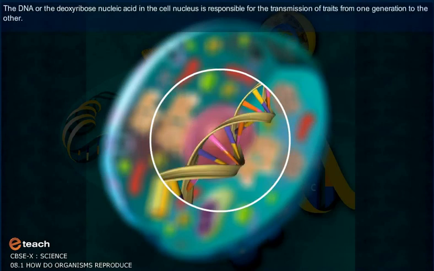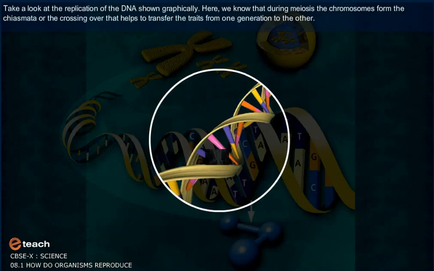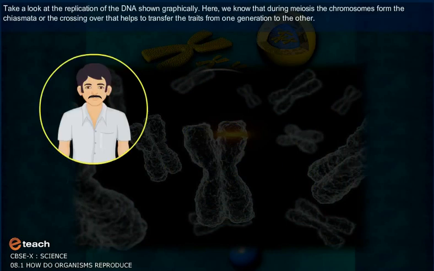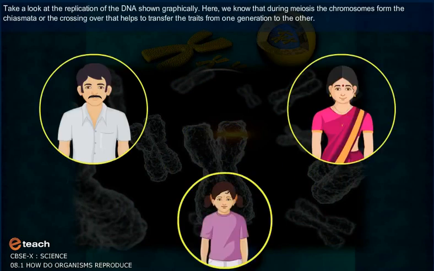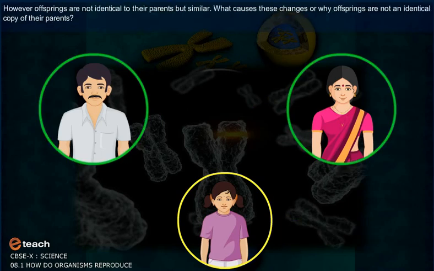The DNA, or the deoxyribonucleic acid, in the cell nucleus is responsible for the transmission of the traits from one generation to the other. Take a look at the replication of the DNA shown graphically. Here, we know that during meiosis, the chromosomes form the chiasmata, or the crossing over, that helps to transfer the traits from one generation to the other. However, the offspring are not identical to their parents, but similar.